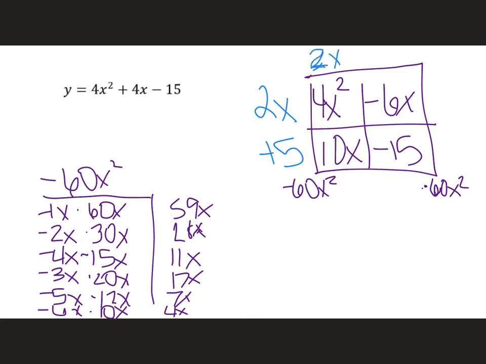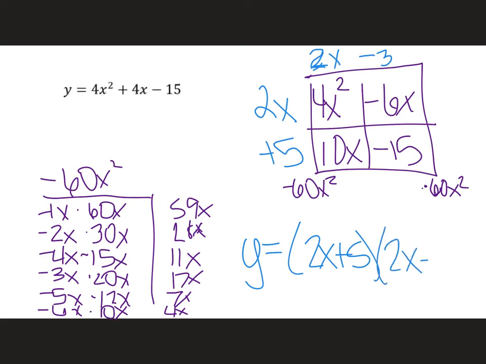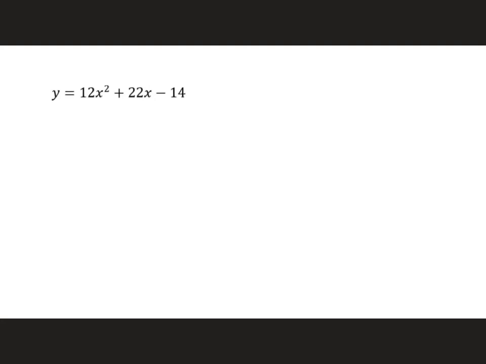And between negative 6x and negative 15 would be negative 3. Or if you're just forcing it to work, that would be the same thing. So this one should be y equals 2x plus 5 and 2x minus 3. Okay, you're going to try this one on your own as well and then check it.